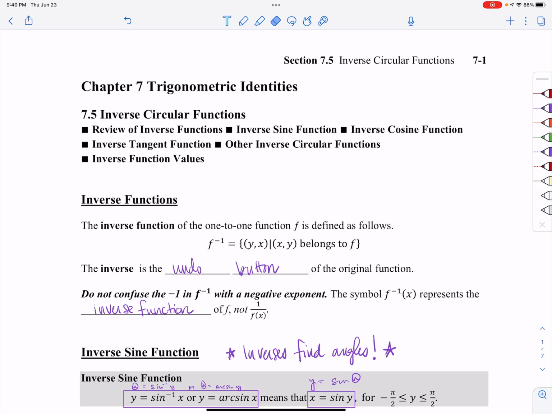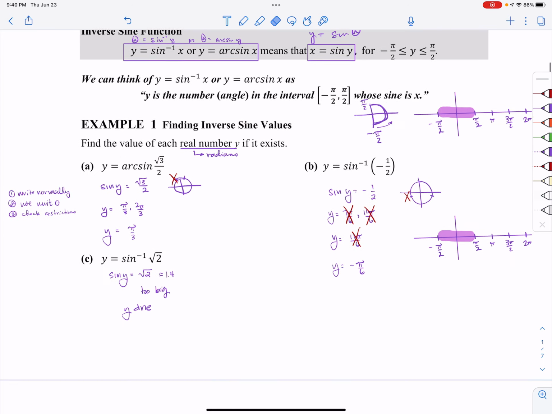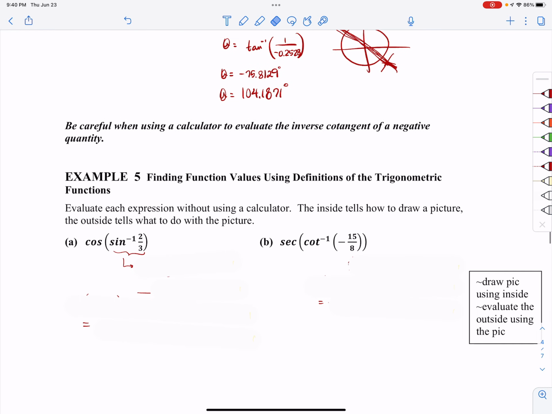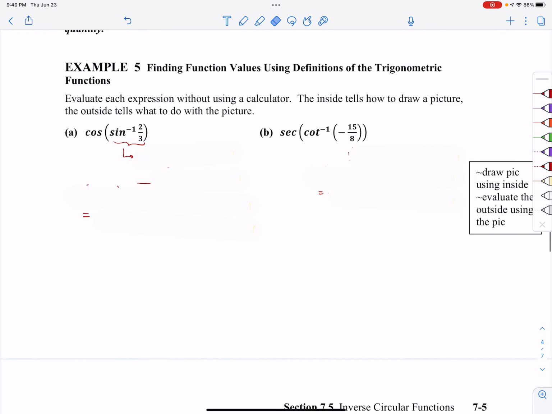Hey folks, this is hopefully the fourth and final video for this particular section dealing with inverses. So if you go all the way down to example 5, I'll do example 5 and 6 in this video.